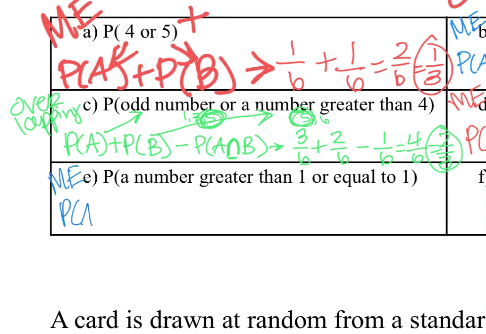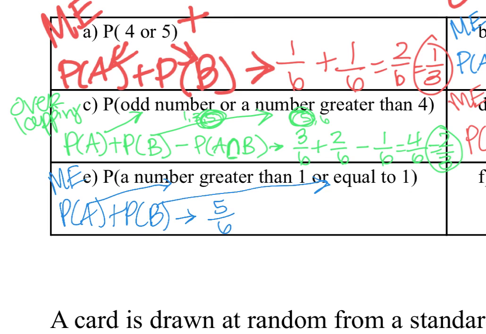So I'm going to take probability of A plus probability of B. So probability of A is a number greater than 1. Probability of B is equal to 1. So probability of a number greater than 1 is 2, 3, 4, 5, 6. So 5 numbers out of 6 dice plus equal to 1. There's only one number equal to 1, which is 1 over 6. And that gives you 6 over 6, which is 1.